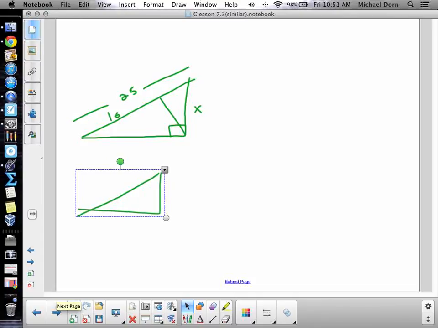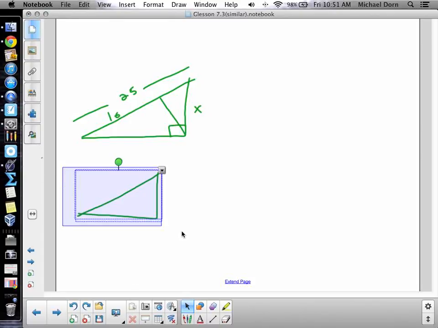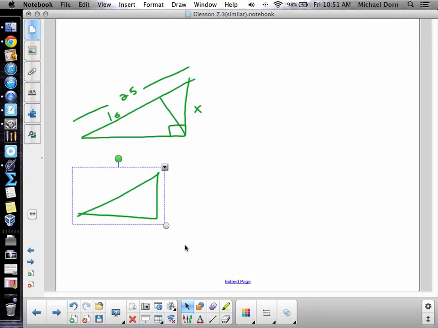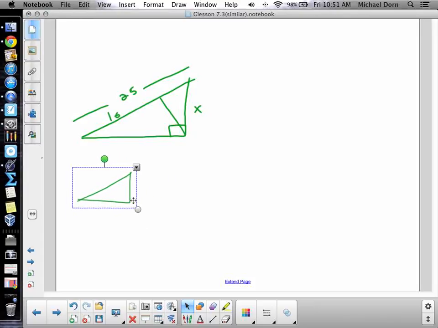Whoops, didn't group it all together. So let's try that again. Sometimes the smartboard doesn't do everything you want it to do. I'm just going to group those. Hold on. So I get a simple picture. There we go. Good. So I'm going to shrink that down just a bit so it's a little bit easier.